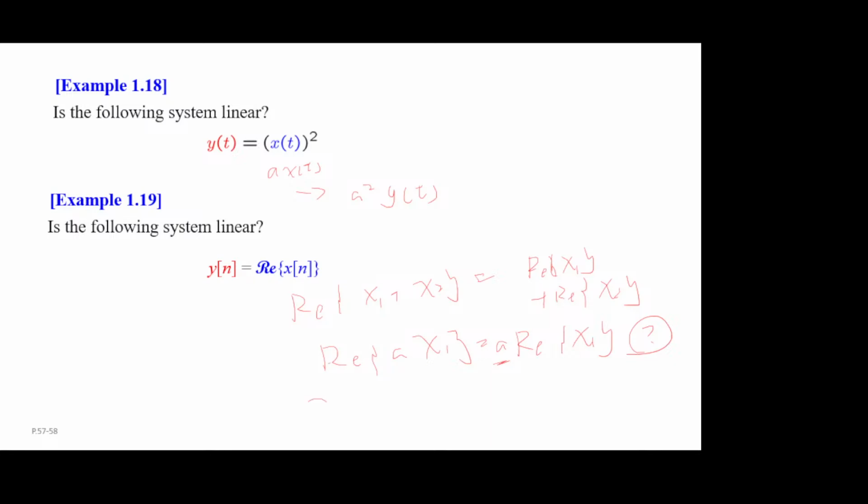So if your x of t is real, but your a equals j. We are not using i, we are actually using j in this course. So if a equals j, then Re of j times your real function becomes an imaginary function, and that becomes 0.